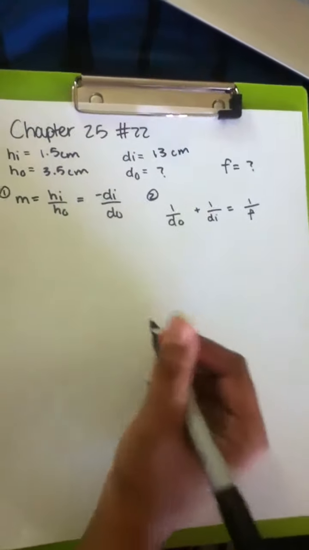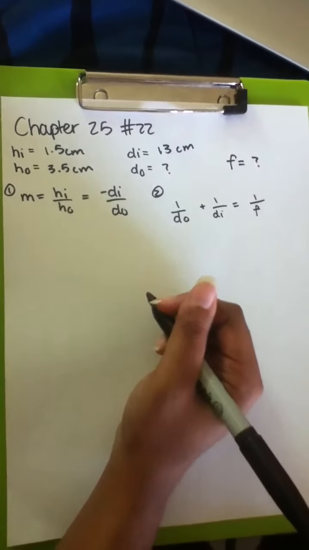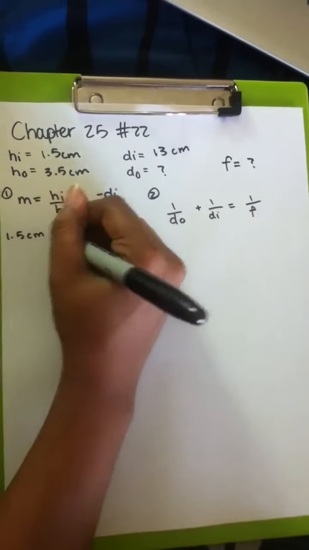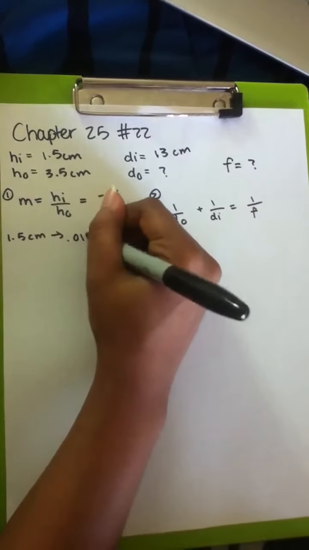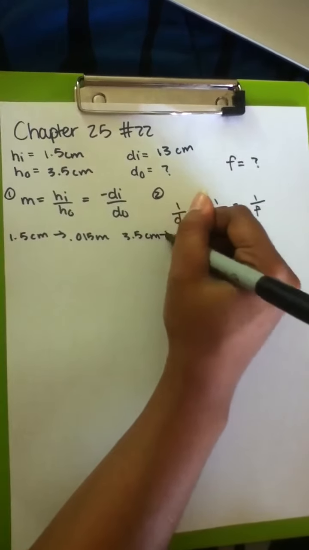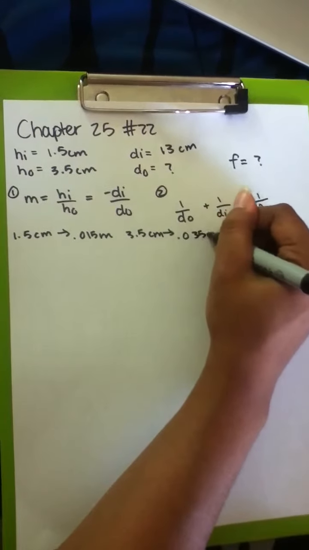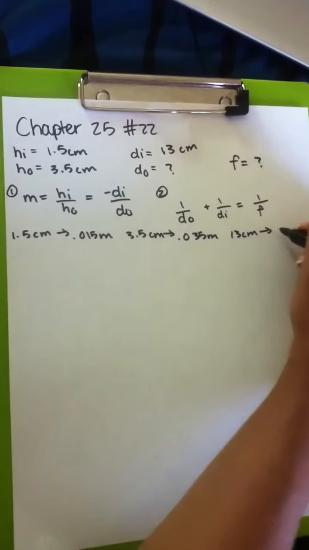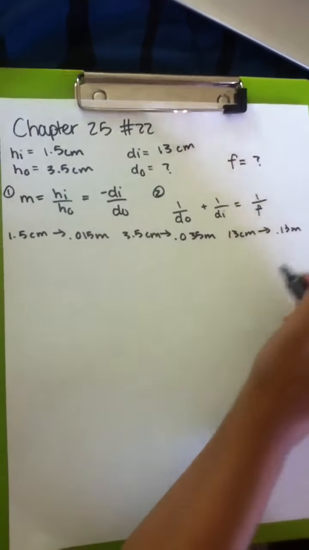I am also going to convert all of the values that were given to us in the problem. So 1.5 centimeters is equivalent to 0.015 meters. 3.5 centimeters is equivalent to 0.035 meters. And 13 centimeters is equivalent to 0.13 meters.